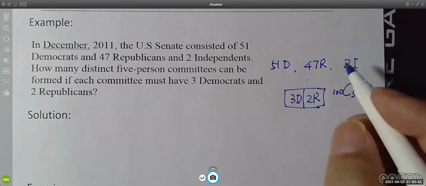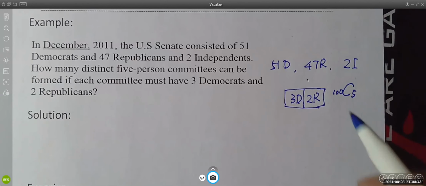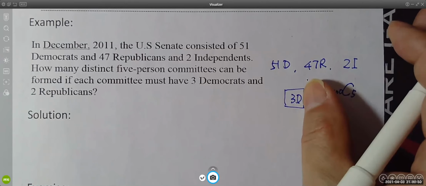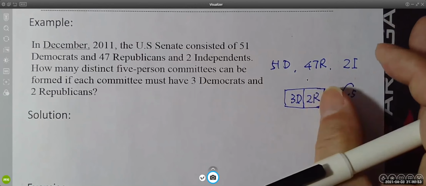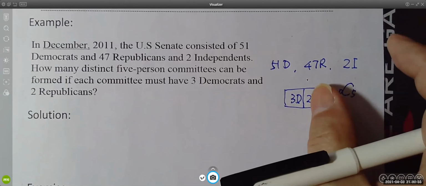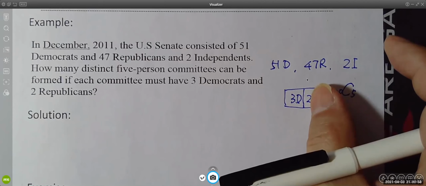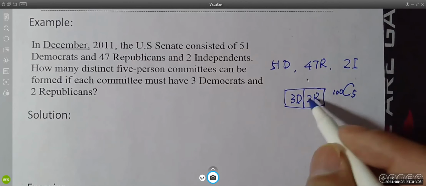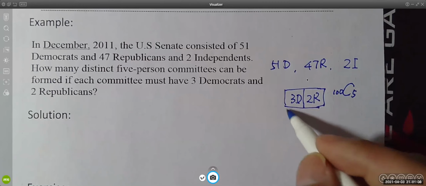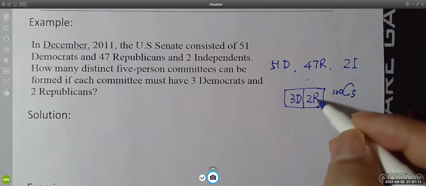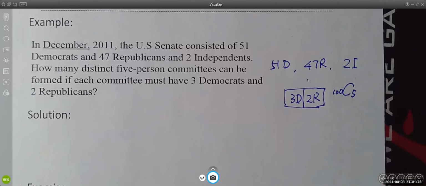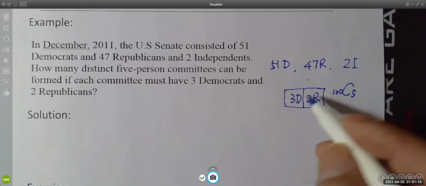And actually, this is 2 counting rules combined into one problem. Each time you select the 3 Democrats out of 51, or the 2 Republicans out of 47, that's a combination problem. We already know that. You select a number of people from a group of people, and order doesn't make a difference, that's combination. But since this whole thing takes 2 steps, we select 3 Democrats first to see how many ways to do that. Then we select 2 Republicans to see how many ways to do that. And to find how many ways to do the whole thing, we multiply them together. That's the fundamental counting principle. It involves a 2-step procedure.